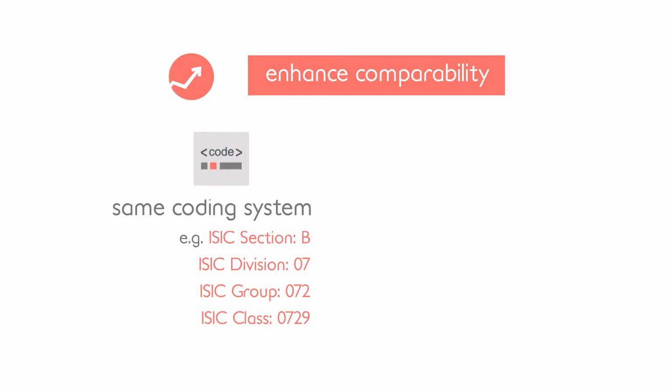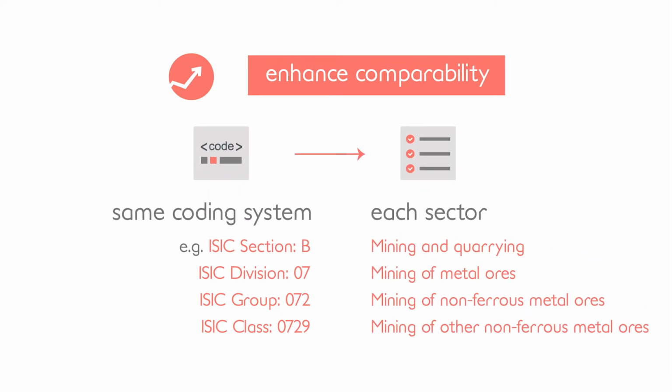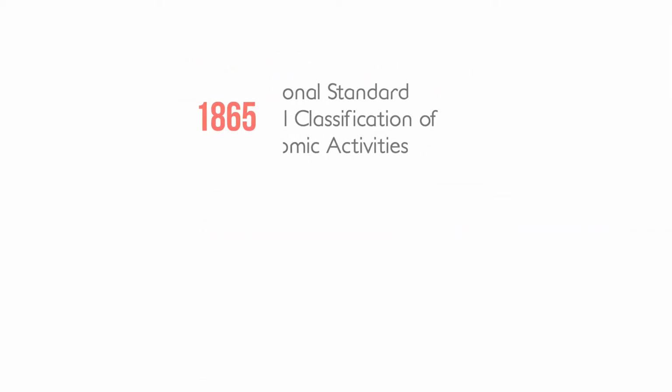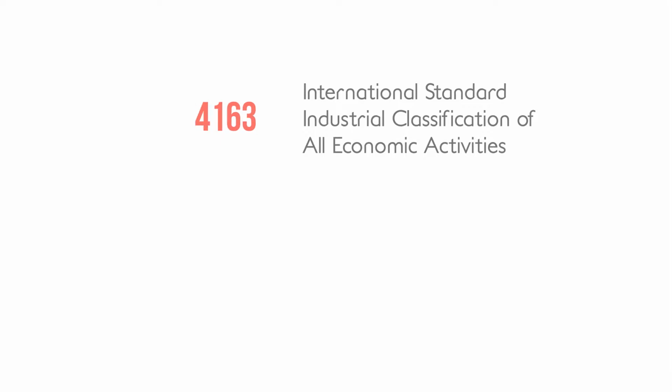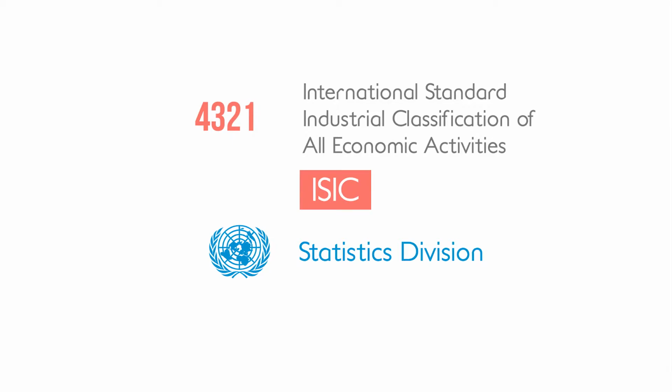PRTRs can further enhance comparability by using the same coding system to identify each sector. Most PRTRs identify sectors using the 4-digit codes from the International Standard Industrial Classification of All Economic Activities, ISIC. ISIC is the international reference classification maintained by the United Nations Statistics Division.